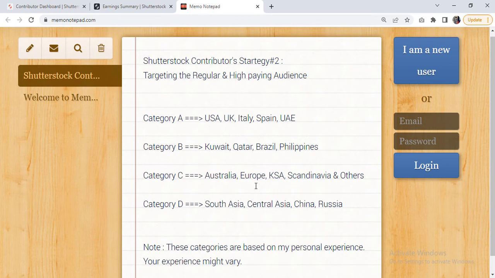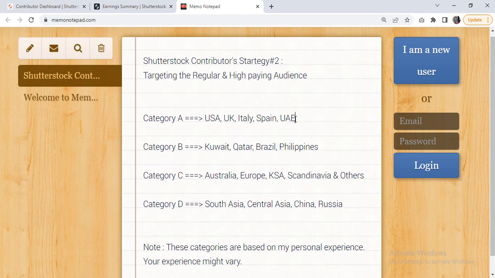Maybe it is because there are fewer Shutterstock clients in those countries, or maybe they have a different language version. I'm not sure, but this is how it is. So if you are targeting the United States, United Kingdom, Italy, Spain, and United Arab Emirates, UAE, or commonly known as Dubai, you can expect really better paying results, and also much more downloads. Okay, so I will just give you an example.